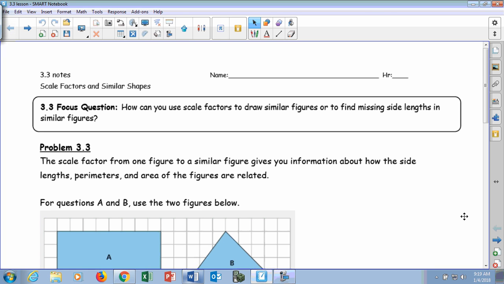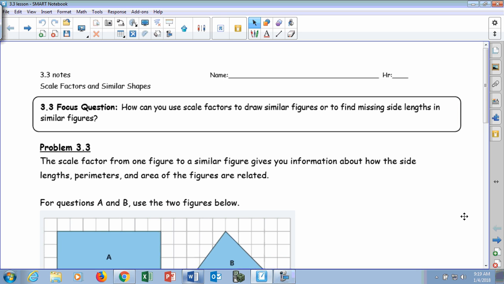So yesterday, in our 3.1 and 3.2 intro, we talked about scale factor and how the properties were similar, right? Some of the things that we've already gone over. So now we're going to get into how we can use scale factors to draw similar figures or to find missing side lengths in similar figures. So now comes the real problem solving, after getting our little intro yesterday.